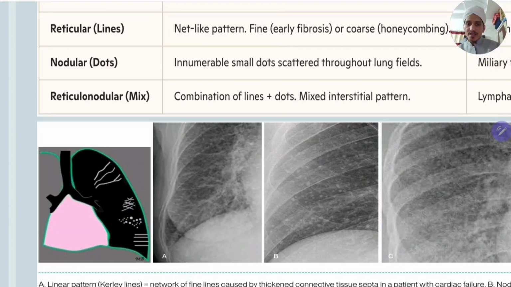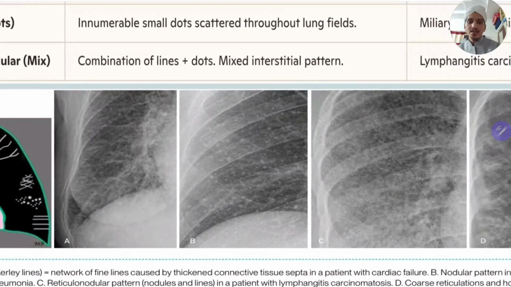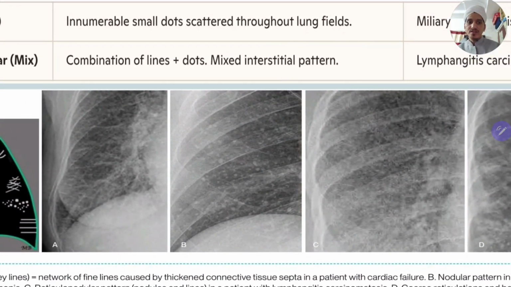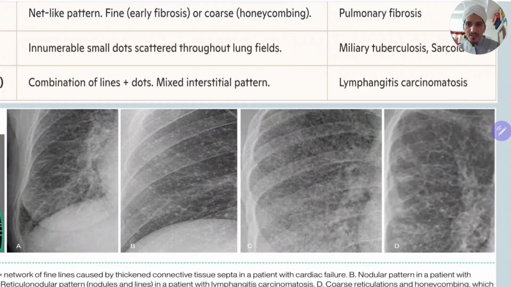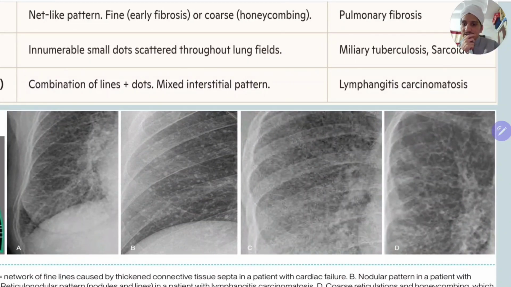If you want to see this interstitial opacification, don't concentrate upon the ribs, concentrate bilaterally on the chest X-ray. You concentrate upon the spaces between the ribs, then you can make out this interstitial opacification pattern. So you see these four patterns. See here, these are the ribs. This is one rib, this is the second rib, and in between these ribs you can see these lines.